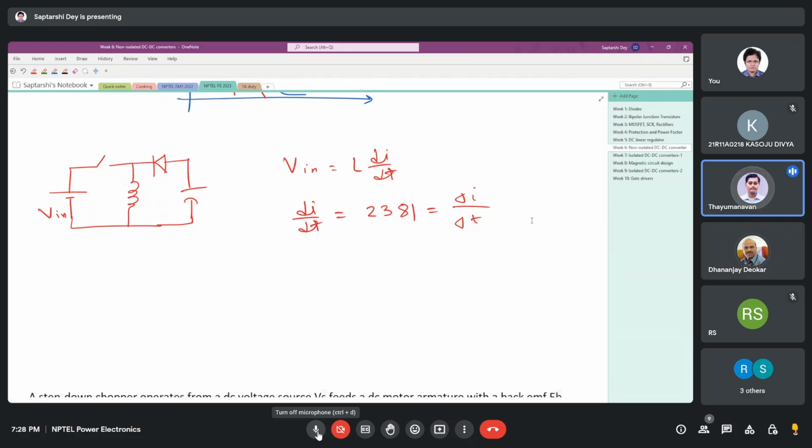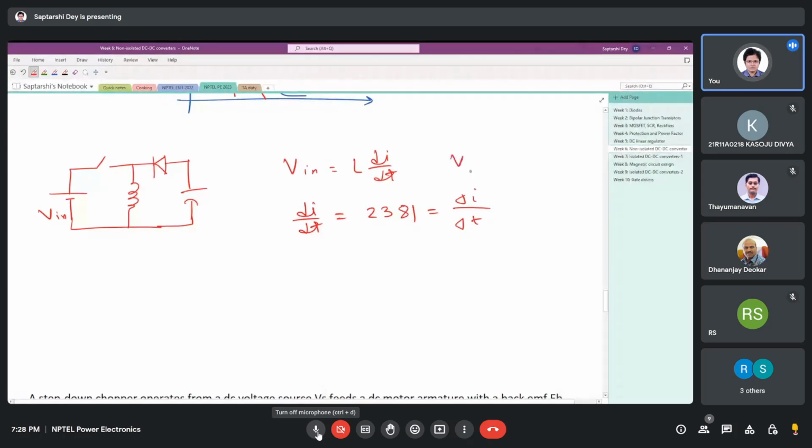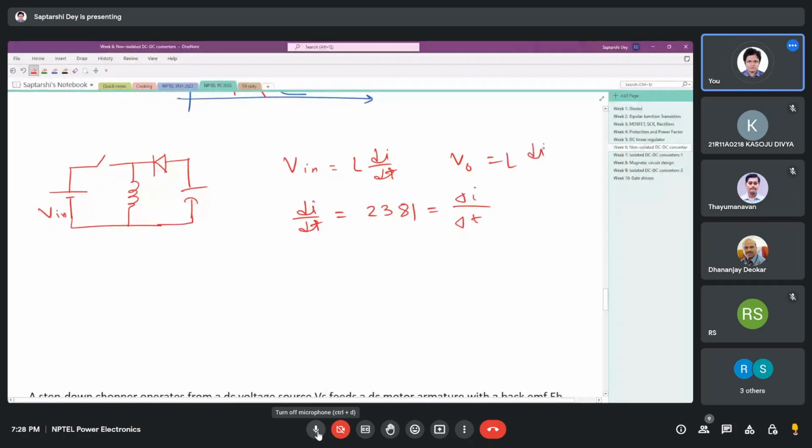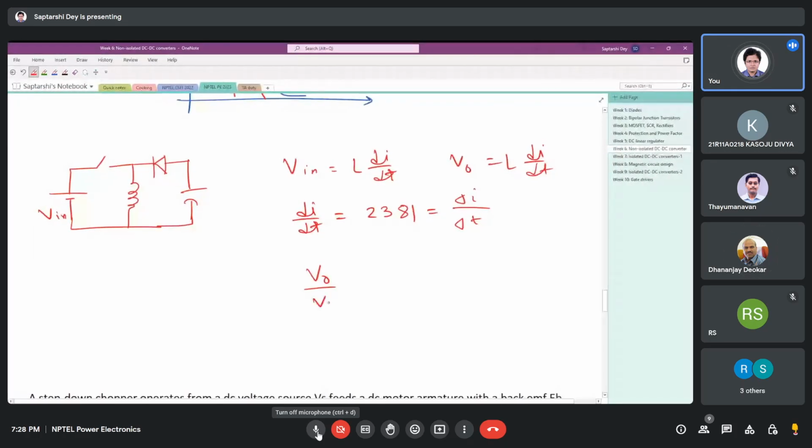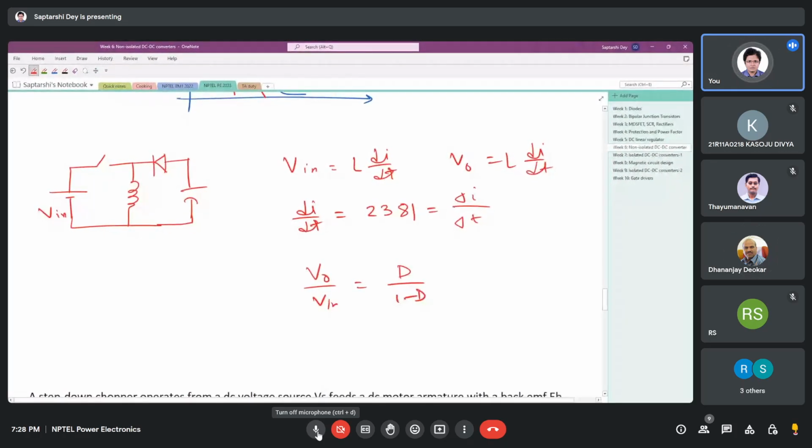The slope of both on and off time is given. Okay, I'm seeing. Just a minute. Let me think. Okay, so if you have both, then during on time it is this, and during off time it is V out by L. So if we have the slope during on and off time, what we have is V output by V input is D by 1 minus D. Buck boost, yes, D by 1 minus D. So the derivative of that, we have this.